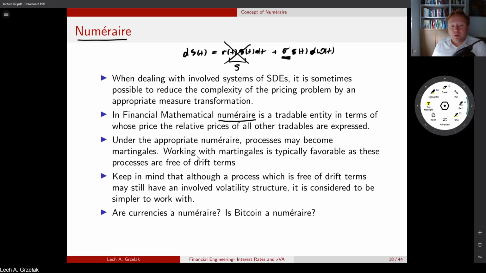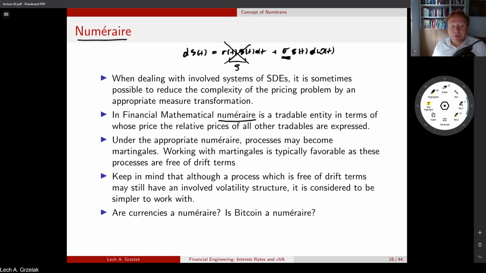So, of course, working with martingales is typically favorable, as we have drift-free stochastic differential equations. And as I just mentioned, if we have driftless processes, it doesn't always mean that the problem is solved. So please keep that in mind.